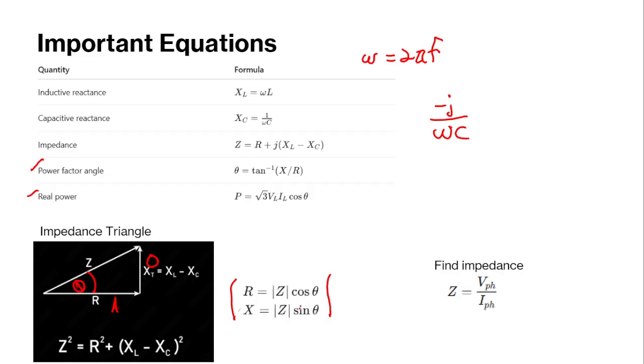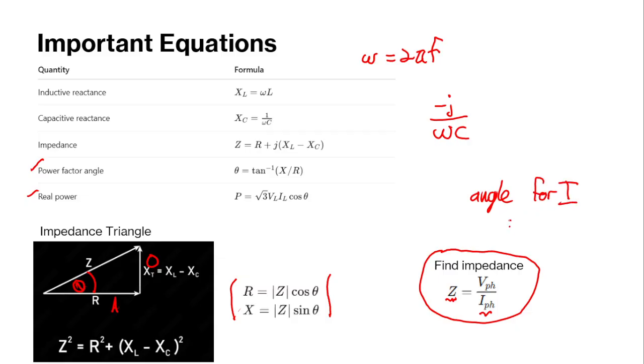Those are tricks. And then this one here is really popular, because most of the time you use this first when you're doing the questions to get Z. Once you have Z and I, most of the time you will have an angle for I. Remember, the angle for I is the power factor.